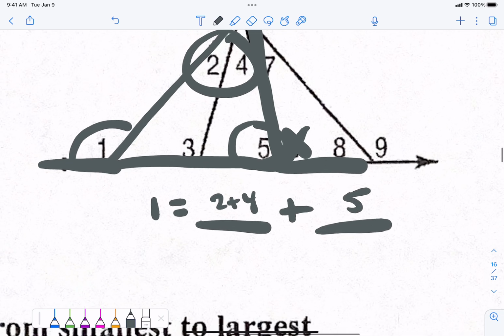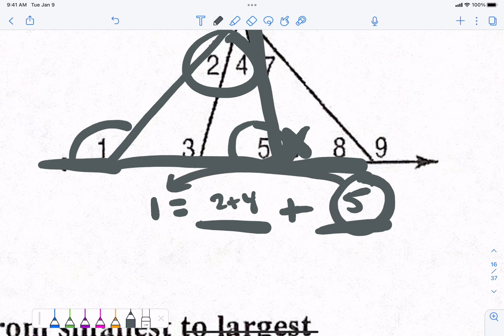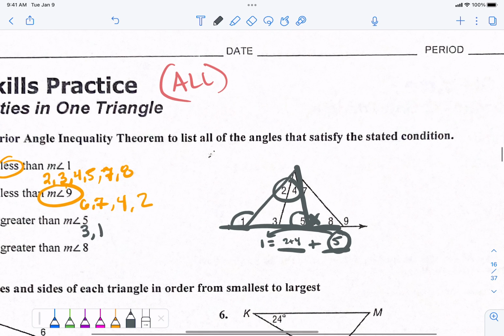So which one's bigger than 5? 2. Or 1, I mean. 1, right? Do we know if 2 and 4 are bigger than 5? No. Nope. No idea. But 1 is. Okay?